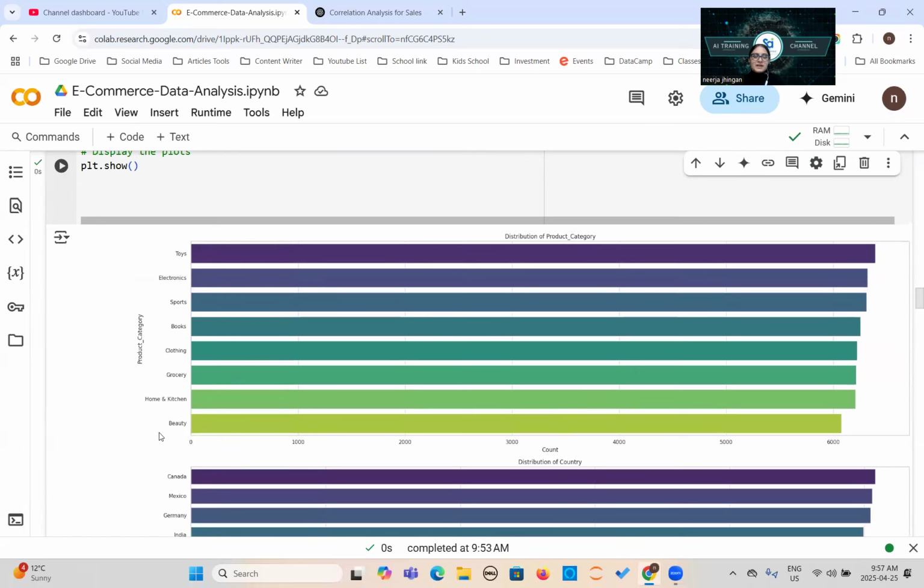Beauty is the least, coming at the bottom. So this means customers are not buying more beauty products than the others. So your stakeholder might work on this section. It is giving him a clear vision. So this is your first visualization, how you can do that.